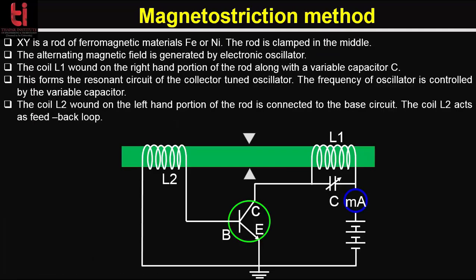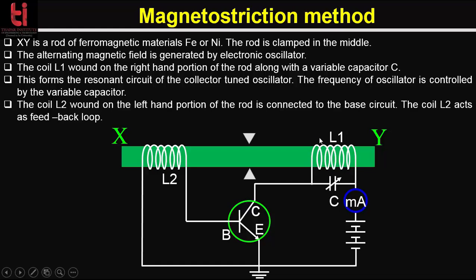Now I will discuss how we produce ultrasonic waves using this magnetostriction method. Let's say XY is the rod of ferromagnetic material. You can use iron or nickel or any other ferromagnetic material, and then you clamp this rod in the middle. The alternating magnetic field is generated by an electronic oscillator. You know about the electronic oscillator; I have discussed the electronic oscillator or resonant circuit in the waves and oscillations sections.